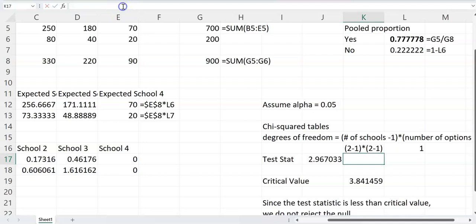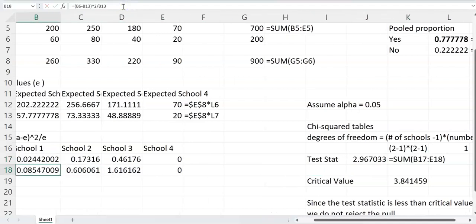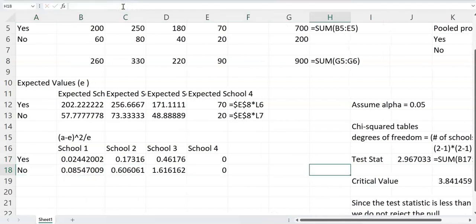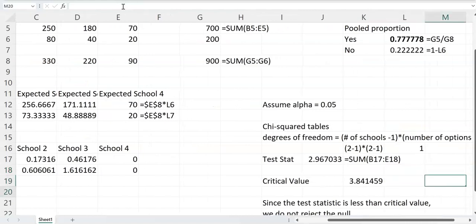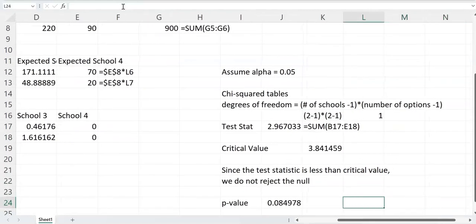Now let me just write this next to that so we know what we are doing. And we're going to use the same chi-squared table to find that. We just need to update our degrees of freedom. In this case, the number of schools is now going to be 4 minus 1, and we still have two options, so it's still that. So it would be 3 times 1, so we get it as.